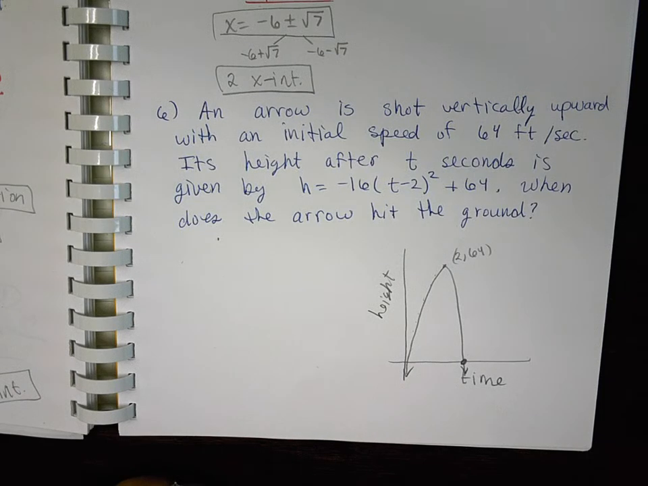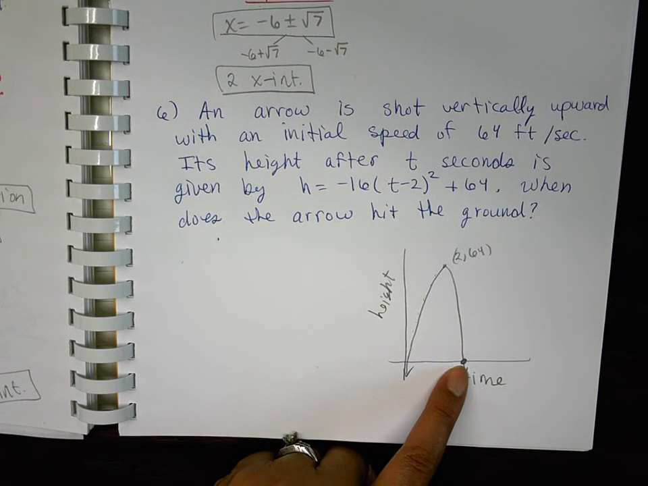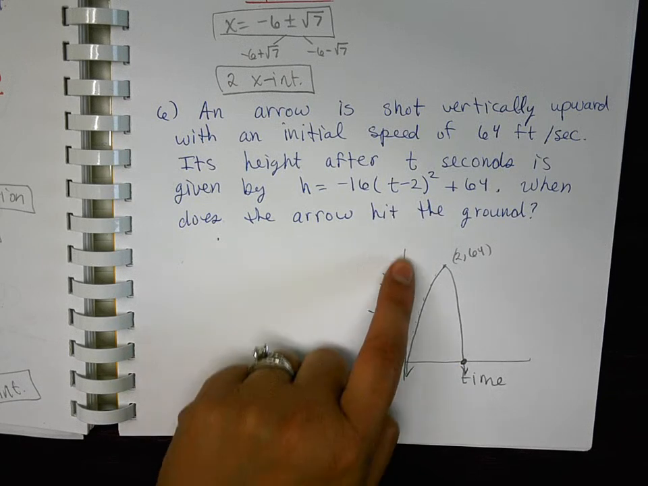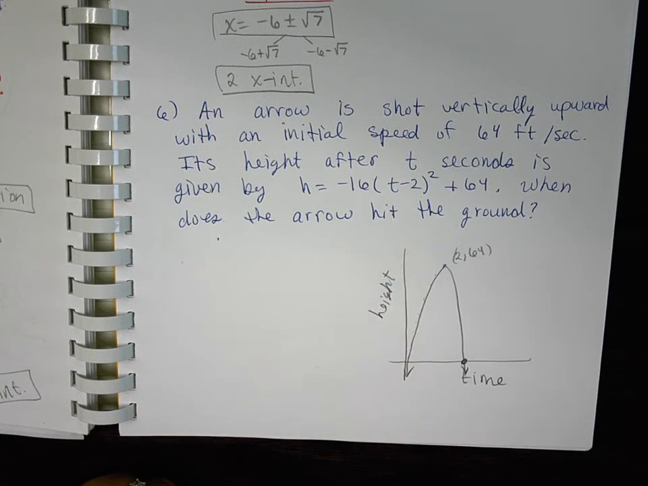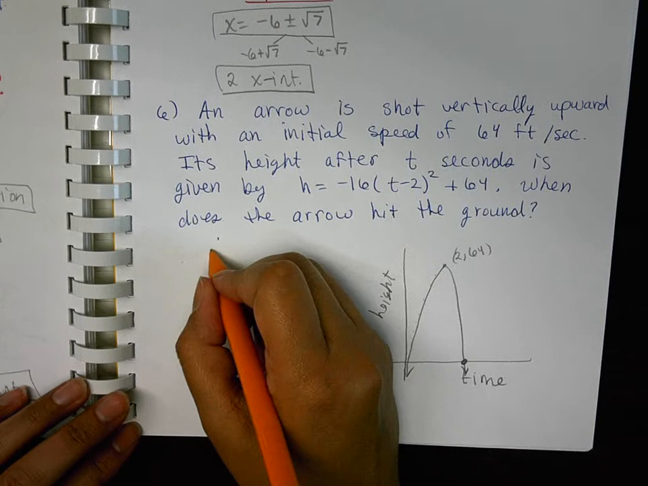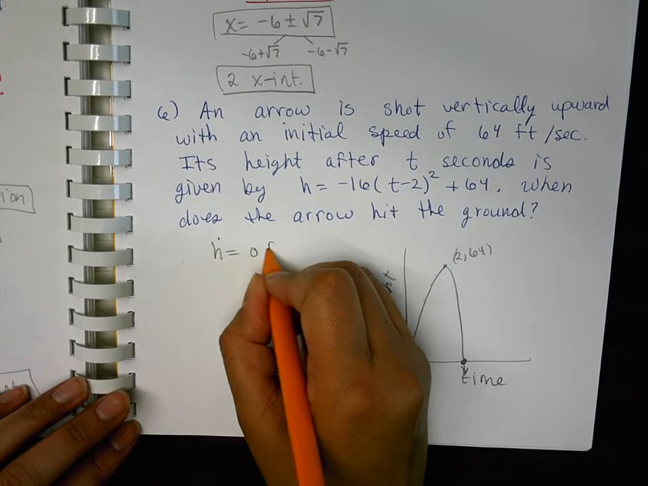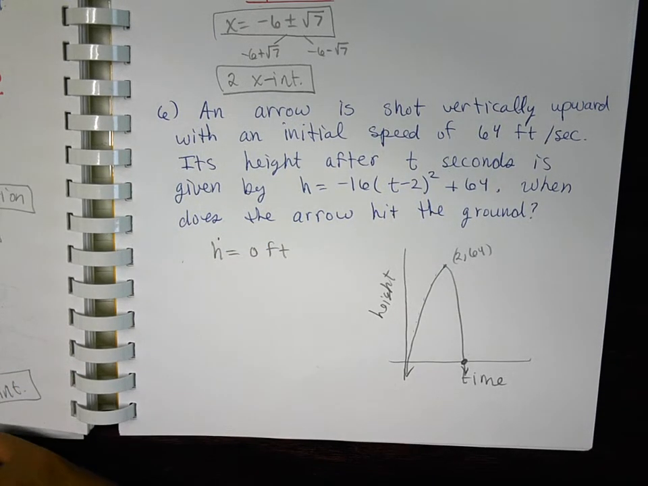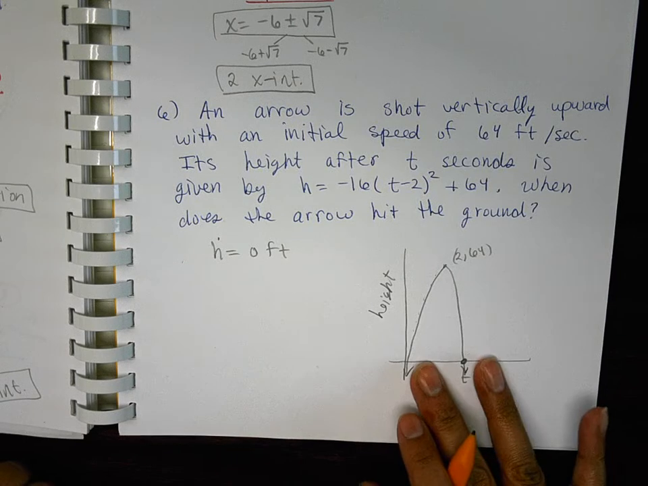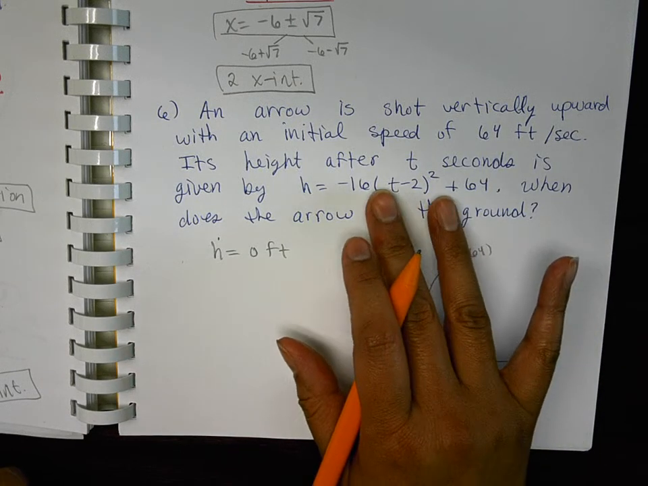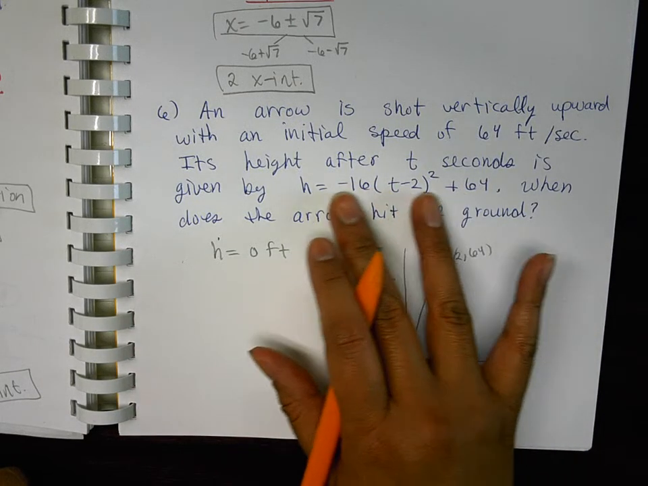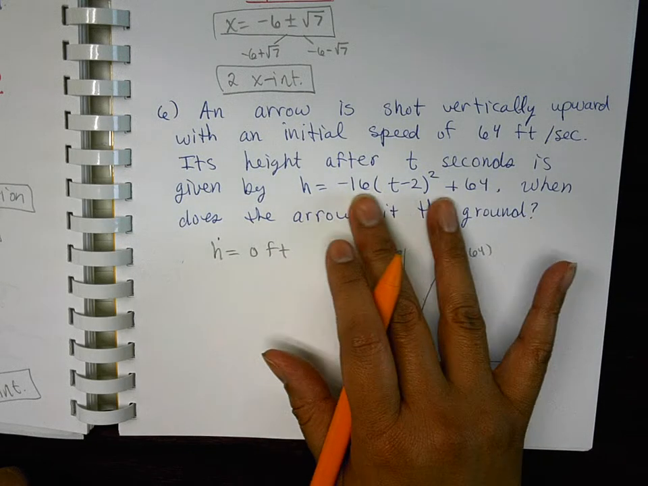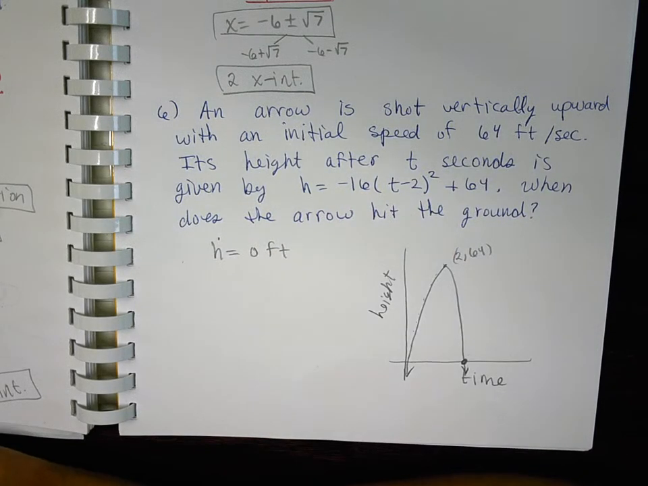Hit the ground. Now think about, what is your height when you hit the ground? 0 feet. Height equals 0 feet. When you hit the ground, do you agree your height is 0? Yes or no? So if I'm trying to solve this without the graph, how am I going to use this? What can I plug in for H to find at what time does the ball hit the ground?